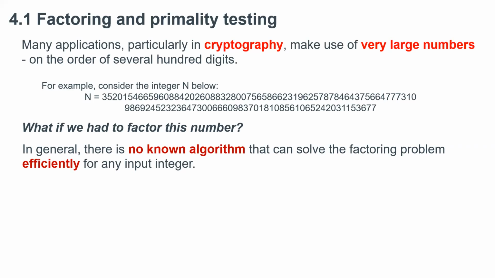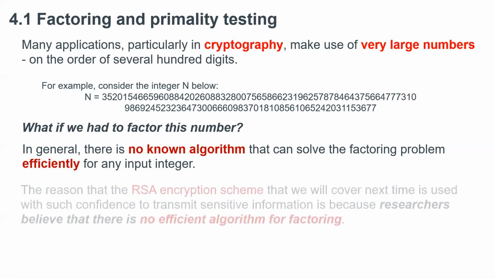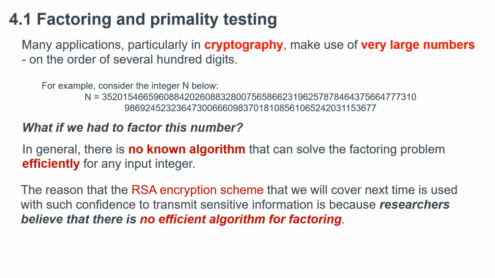So it turns out that in general, there is no known algorithm for solving this factoring problem for these large numbers, for any number. And we would have to know that it would need to work for a large number too. No algorithm that's efficient, that's doable in a short enough time, okay? So that's good for RSA encryption, because that's why it can be used.